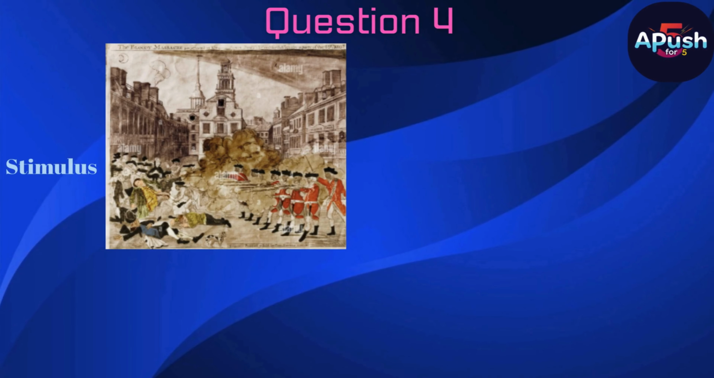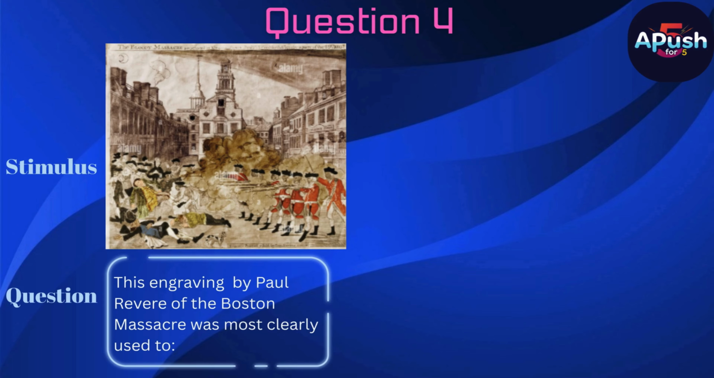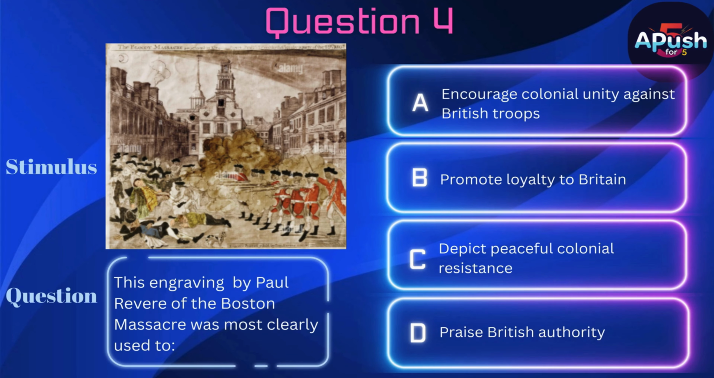Question 4. Stimulus. See image. Question. This engraving by Paul Revere of the Boston Massacre was most clearly used to A. Encourage colonial unity against British troops. B. Promote loyalty to Britain. C. Depict peaceful colonial resistance. D. Praise British authority.